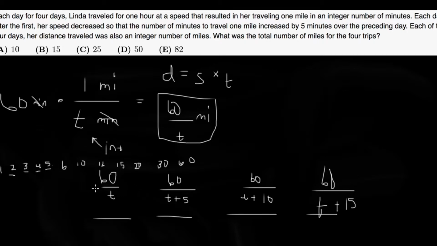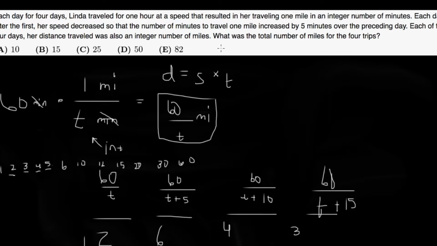Okay, 5. 60 divided by 5 is 12. 60 divided by 5 plus 5, which is 10, is 6. 60 divided by 5 plus 10, which is 15, is 4. And 60 divided by 5 plus 15, which is 20, is 3. So now we found an integer that works. So t is 5. But that's not the answer, right? t is not the answer. We can't just find a value that works and plug it in.